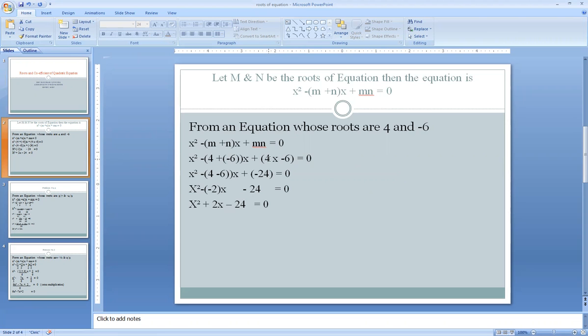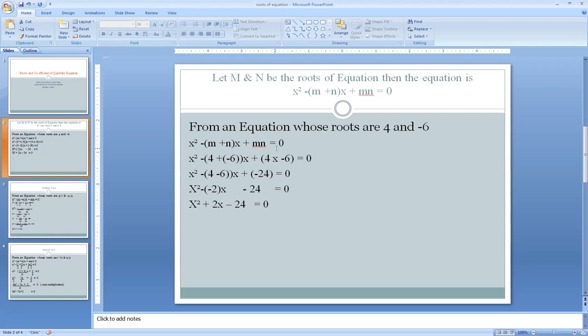So let us see how to frame the equations. In earlier topics, equations were given and we calculated the value of x. But here, with the numbers given, we need to frame the equation. Form an equation whose roots are 4 and minus 6. These are the two roots of the equation given. So let us assume that m equals 4 and n equals minus 6.